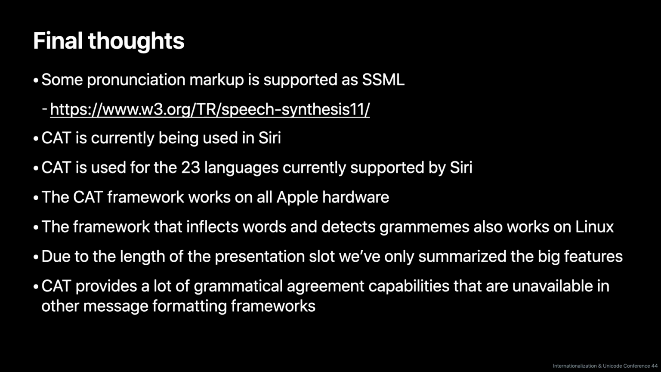And finally, we've really only skimmed the surface of what CAT can do here today. There's a lot of additional functionality that our engineers, writers, and translators can use to ensure that we produce rich, grammatically correct dialogue. And while some of this functionality is also available in other frameworks like ICU and CLDR, CAT also provides a lot of capabilities that are not available in other message formatting frameworks.